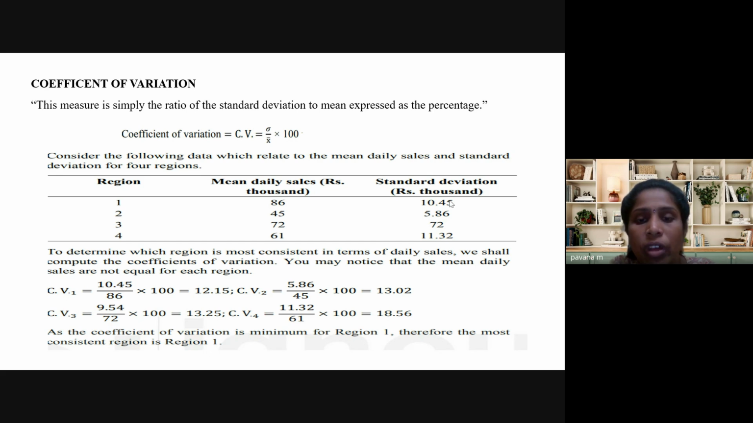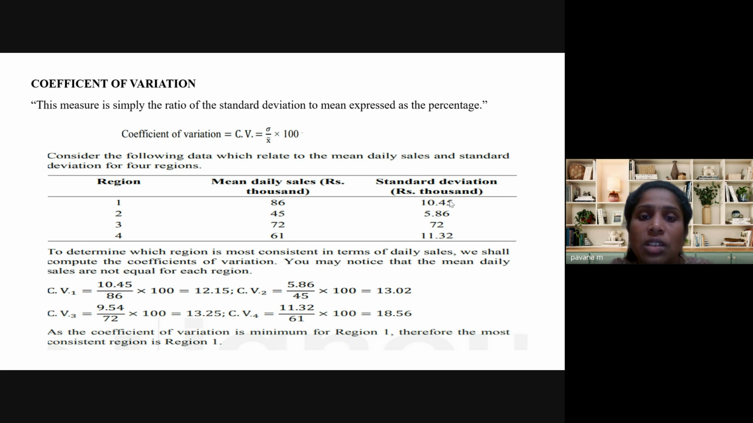For calculating this, consider this particular problem. Consider the following data related to the mean daily sales and standard deviation for 4 regions. Determine which region is most consistent in terms of daily sales. We shall compute the coefficient of variation.